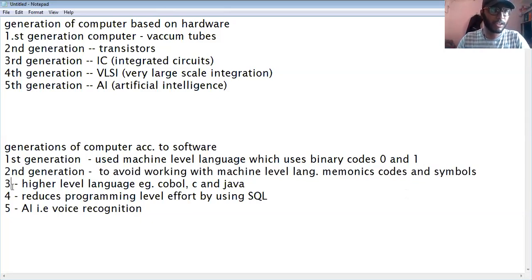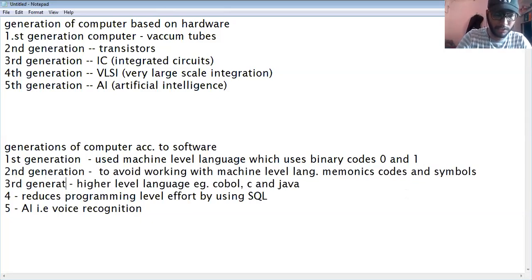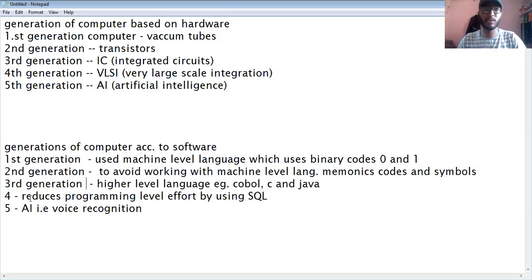Now in the third generation, they started using higher level language. Higher level language means C, C++, Java, COBOL. These are programming languages. This Java you will be studying in your 12th standard. These are programming languages used to make applications, software as well as websites. Such codes are used in third generation computers.